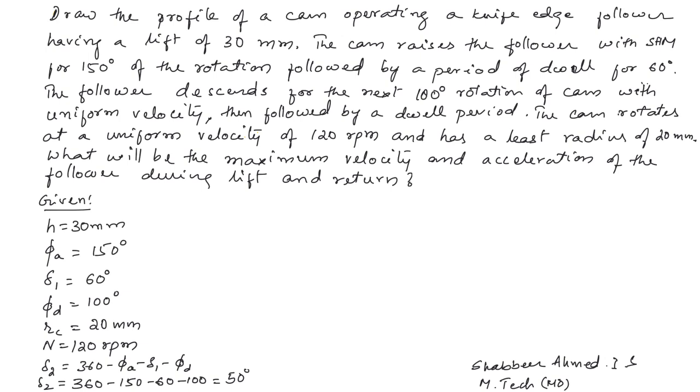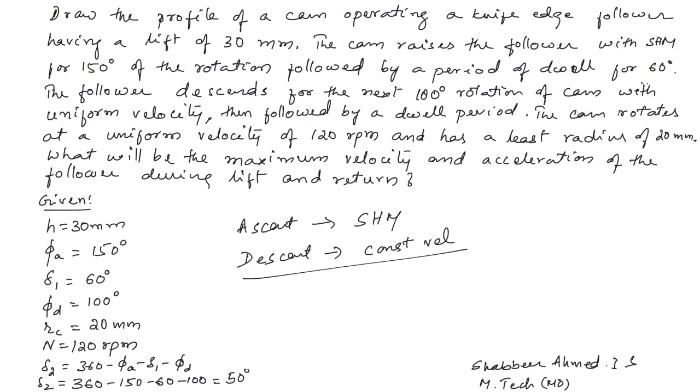Now we have to draw the displacement diagram first. The ascent is with simple harmonic motion, and descent is with constant velocity. So first we will draw the displacement diagram of the follower. After you draw the displacement diagram, then we will draw the profile of the cam. Whenever you want to draw the profile of the cam, first you have to draw the displacement diagram. So now we will draw the displacement diagram.